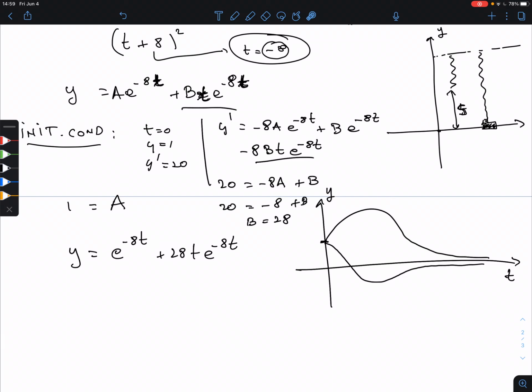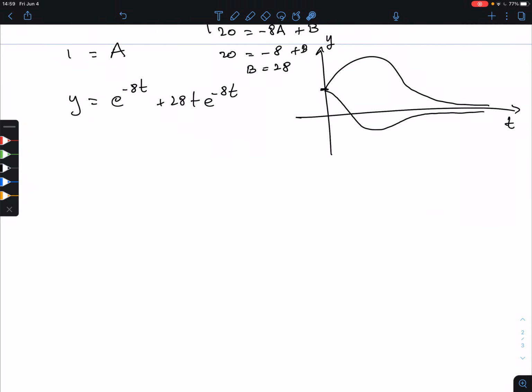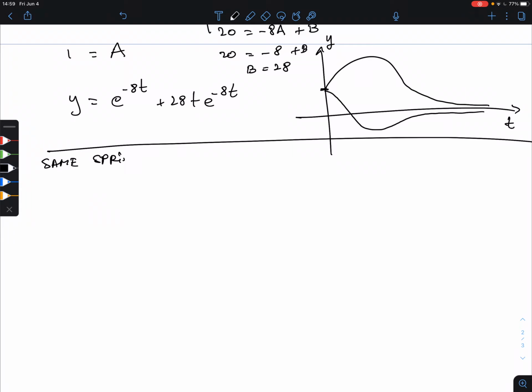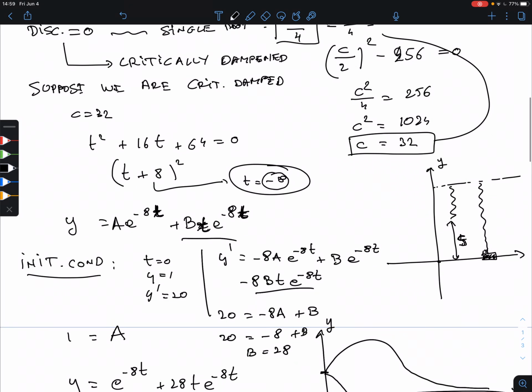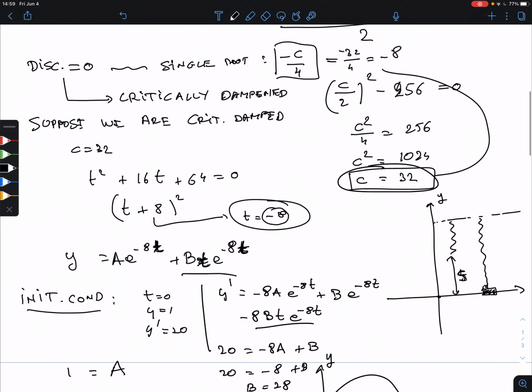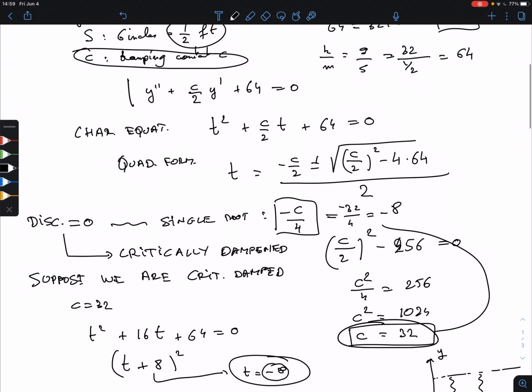So that is how this works. What happens now? Let's look at an underdamped system, perhaps to see physically what happens. So the same question, same spring, but we change the damping now to C equals 2. Remember, the critical C was 32, right? So what is now our equation? Let's look at what this becomes.